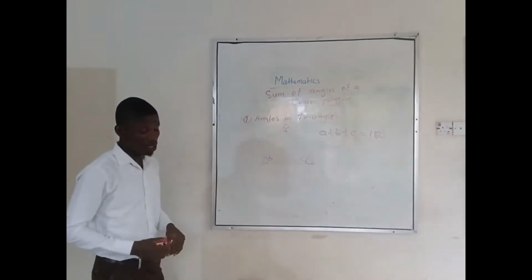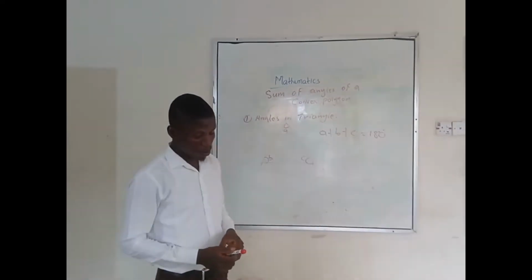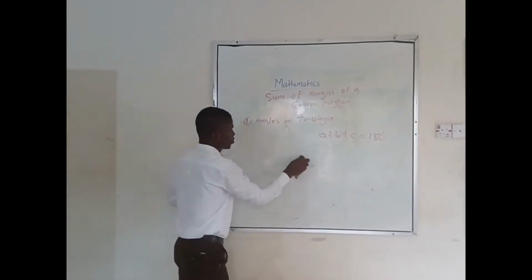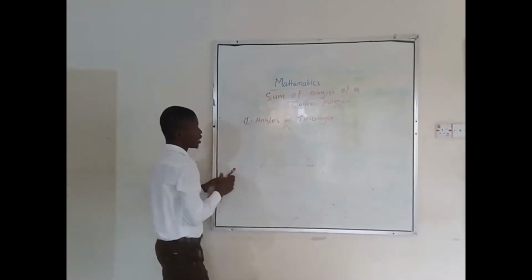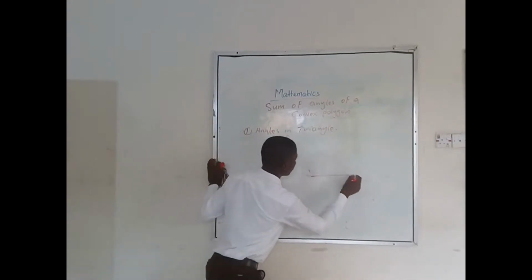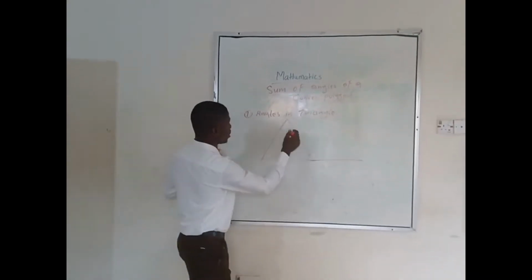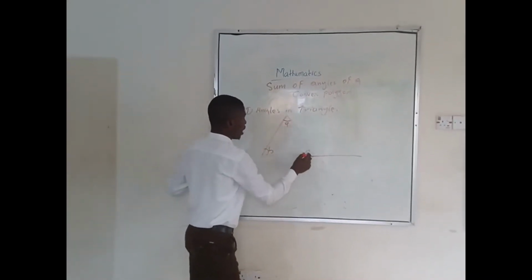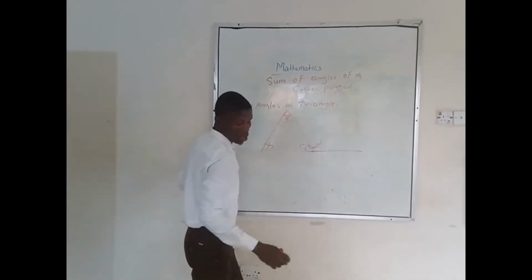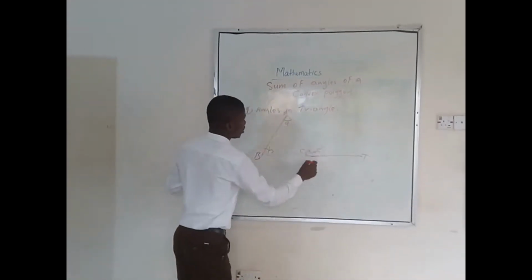Then another thing you need to know is exterior angles of a triangle. For instance, I have this angle, then I extend it to this point. I have what I call an exterior angle. Here still remain A, B, and C, then we call here D, as the case may be.